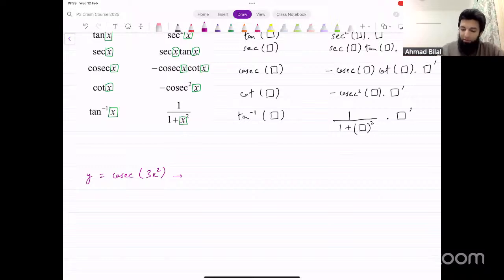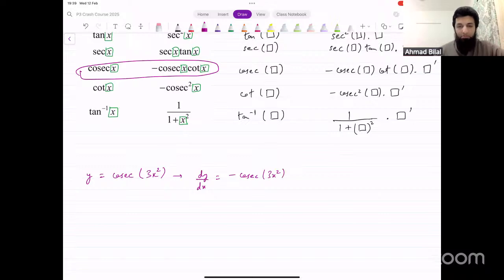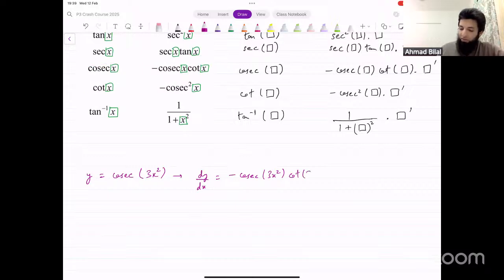Let's write that down. dy over dx. What is that going to be? Minus cosecant, so we're using this rule. Minus cosecant of 3x squared times cot of 3x squared times the derivative of this thing. What's the derivative of 3x squared? That is 6 times x. Now we can simplify this if we want, but that's the rule. That's how it works. That's the derivative of cosecant 3x squared.